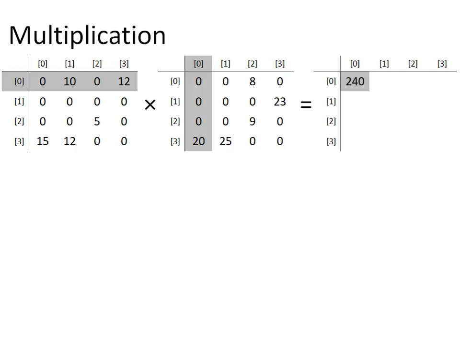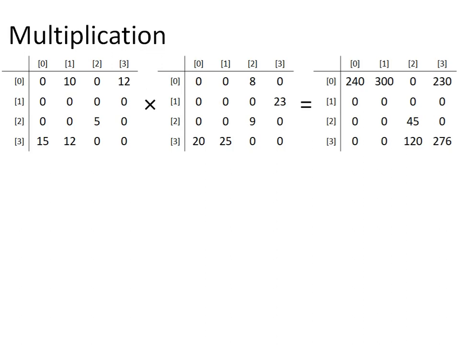Each row of matrix 1 is computed with each column of the second matrix by multiplying the corresponding elements followed by their summation, as is shown here. First row with first column, then first row with second column, third column and fourth column. Now the same process is repeated with other rows of the first matrix to get the final matrix.